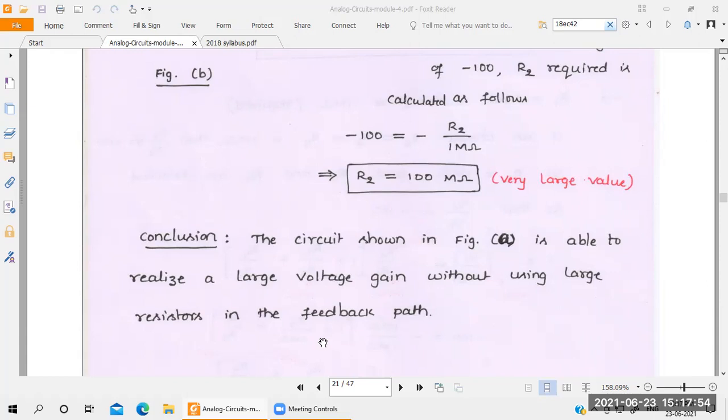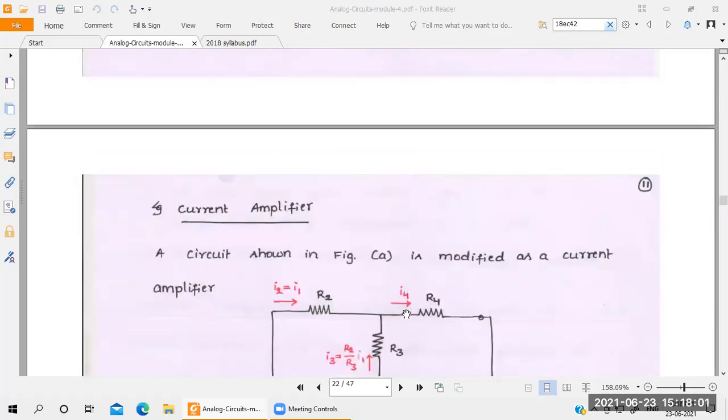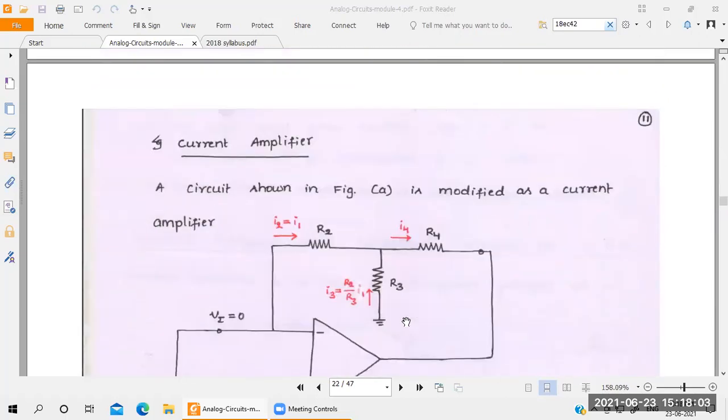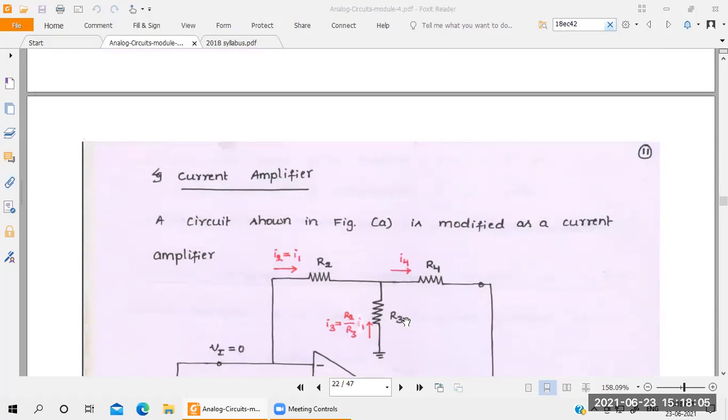So without using the R2 here, we can make the higher gain here. That is the conclusion of this problem. Next, if you use the current amplifier. So earlier what did they take here? Voltage amplifier. Okay, and the same thing we can do for the current amplifier also.